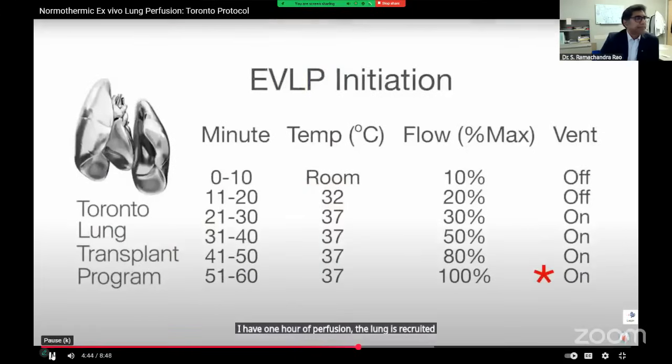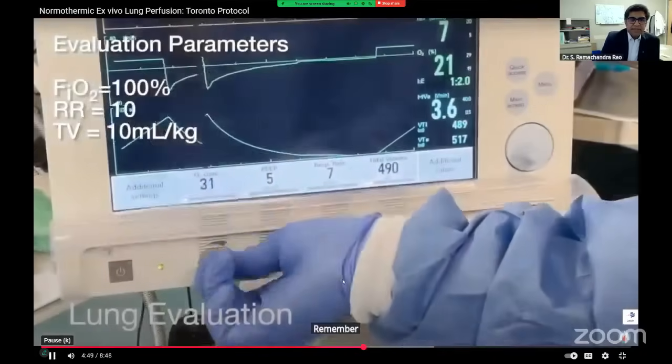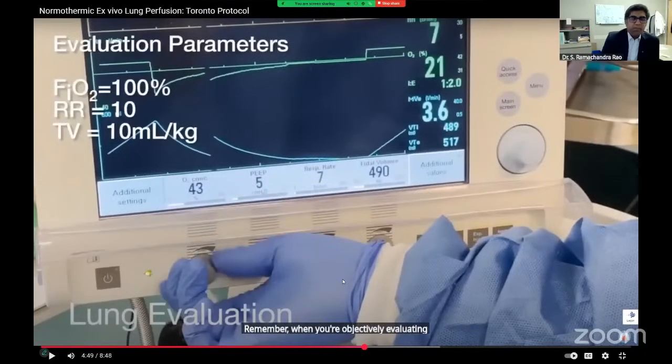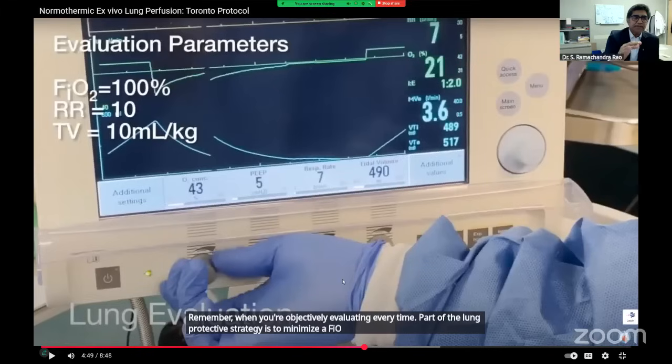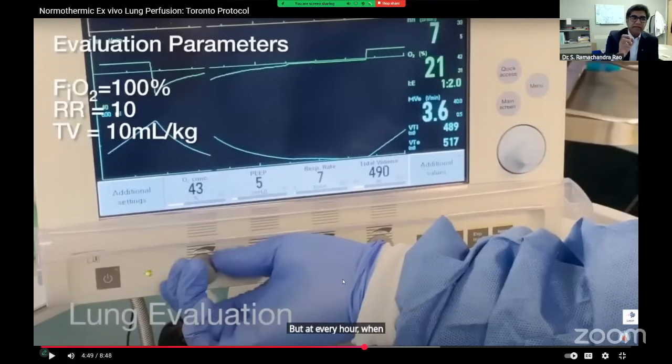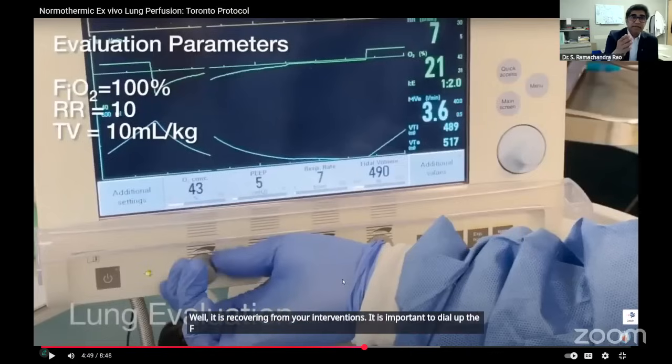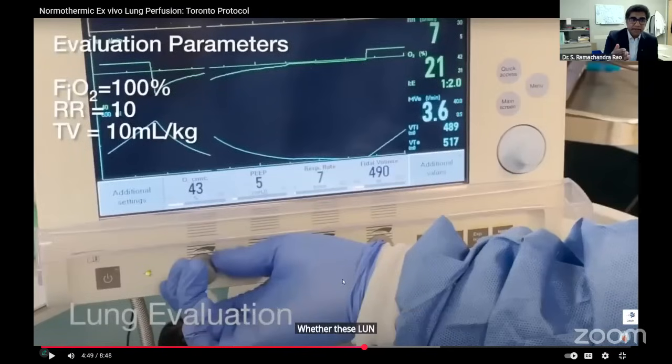At 1 hour of perfusion, the lung is recruited and objectively evaluated. Remember, part of the lung protective strategy is to minimize FiO2 as much as possible, which is the maintenance. But at every hour, when you're evaluating the health of the lung allograft and how well it is recovering from your interventions, it is important to dial up the FiO2, because you're looking at the PF ratio as one of the scoring points, whether these lungs are recovering and are able to be utilized.